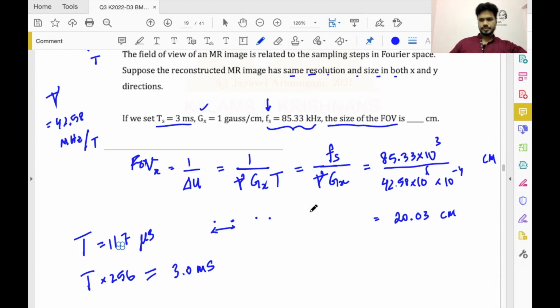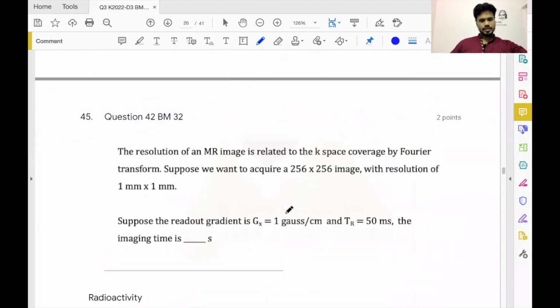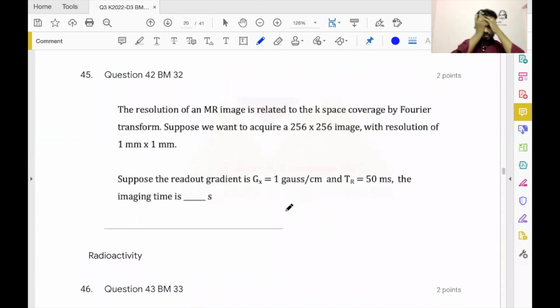Okay, then let's go to this one. The resolution of an MR image is related to the k-space coverage by Fourier transform. We want to acquire a 256 by 256 image with a resolution of 1 mm by 1 mm. Now we know the pixel resolution, the number of pixels, and the readout gradient is this. And this is the repetition time. What we want is the imaging time.